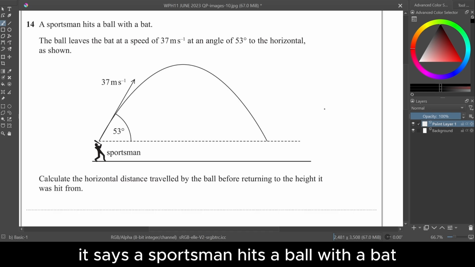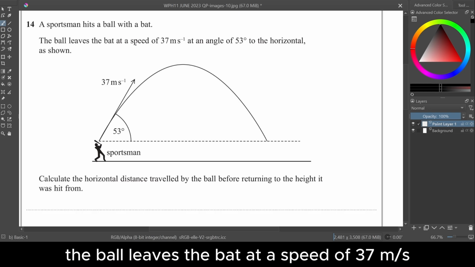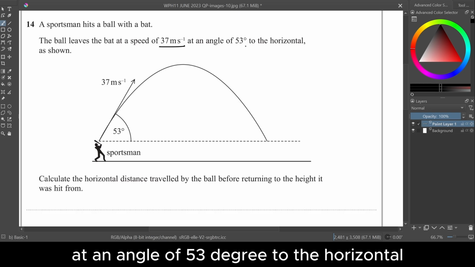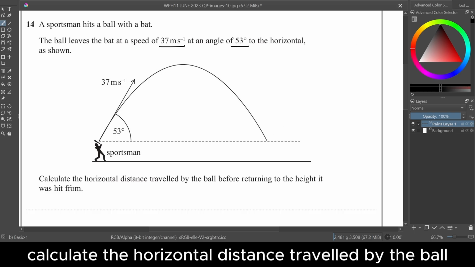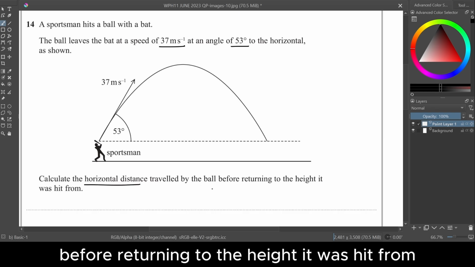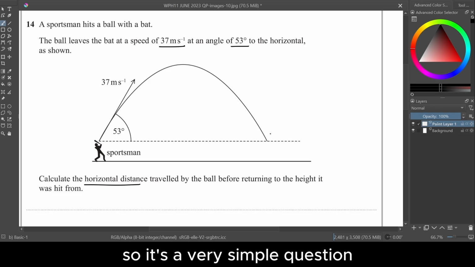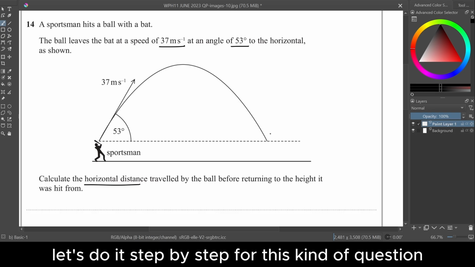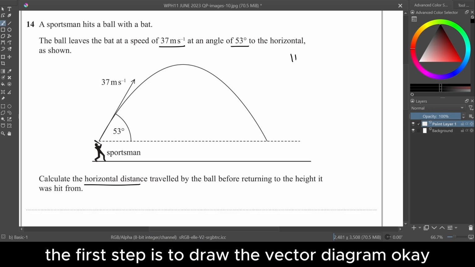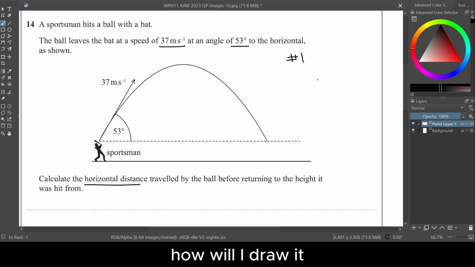It says a sportsman hits a ball with a bat. The ball leaves the bat at a speed of 37 meters per second at an angle of 53 degrees to the horizontal as shown. Calculate the horizontal distance traveled by the ball before returning to the height it was hit from. So it's a very simple question. Let's do it step by step. For these kinds of questions, the first step is to draw the vector diagram. How will I draw it?